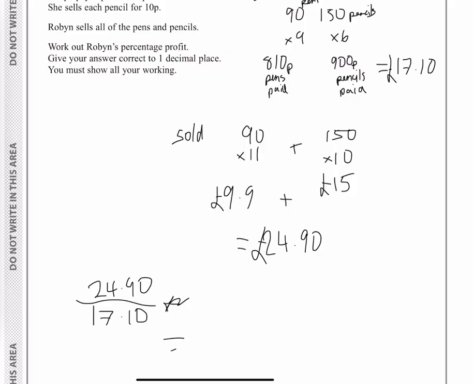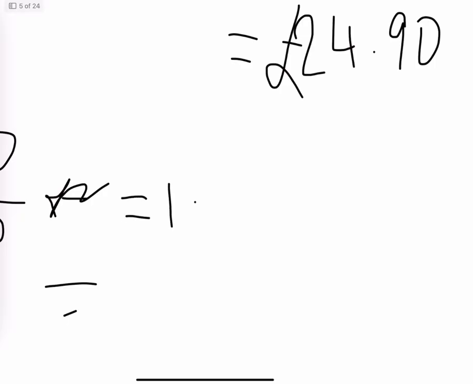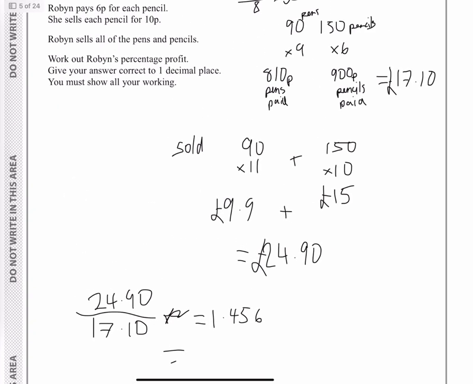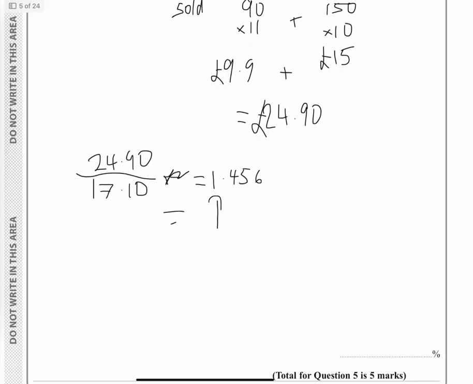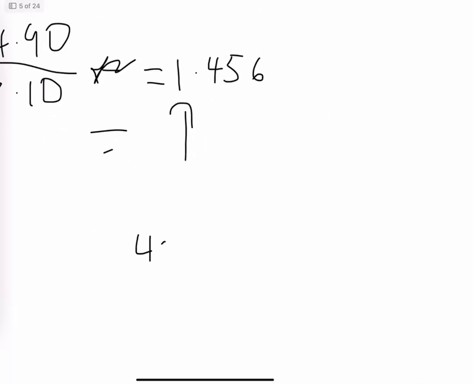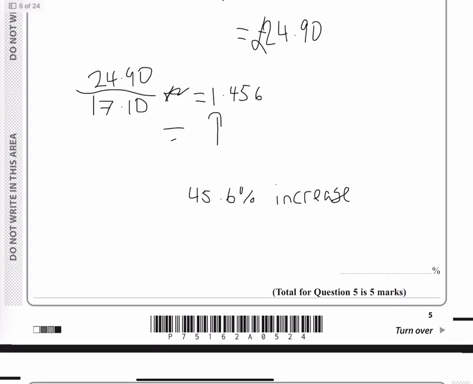Remember, when we type things into our calculator, we've got a really good chance of going wrong, so be really careful at that point, because it's the most painful way you can possibly lose marks. So this is equal to 1.456. And then correct to one decimal place. Ignore the 1 because that's just telling you it's an increase. So it's a 45.6% increase. There we go. Moving on.